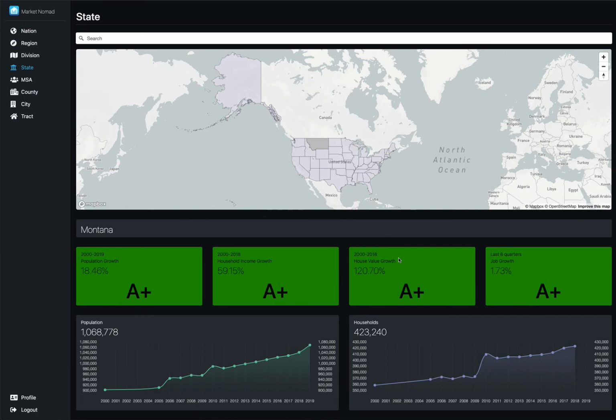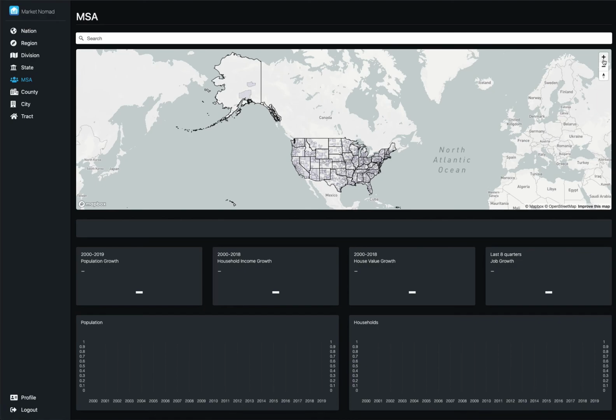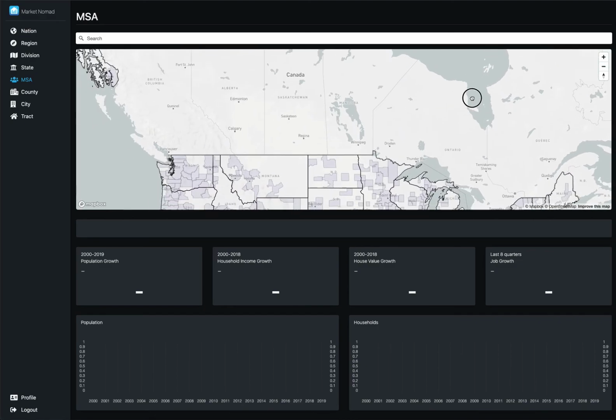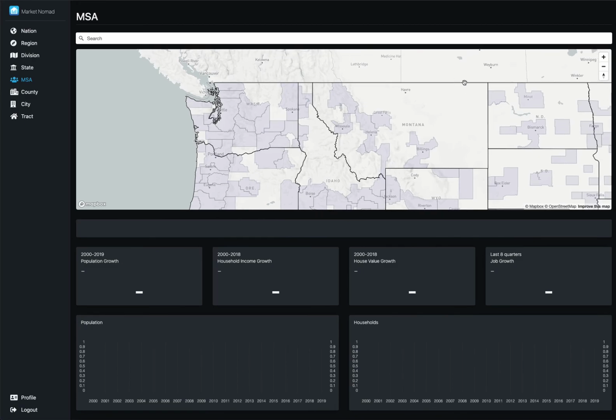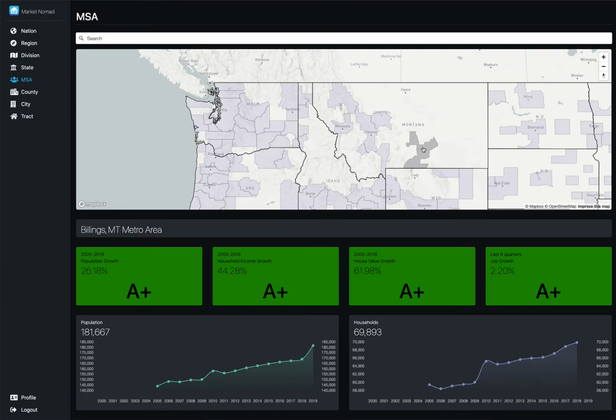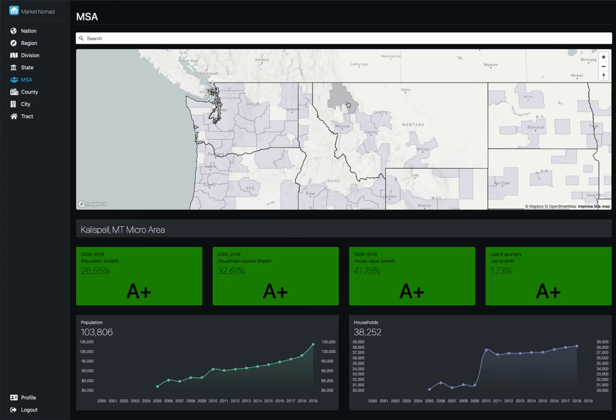The next step is to identify a metro or micropolitan statistical area. It looks like we have a few of them here in Montana. Billings is looking good. Great Falls, not so hot. Kalispell is also looking good. How about we continue our search there?